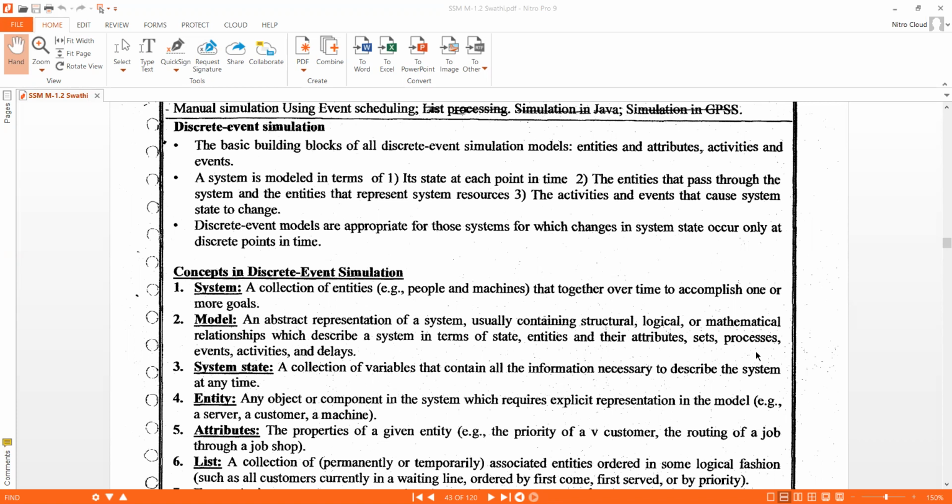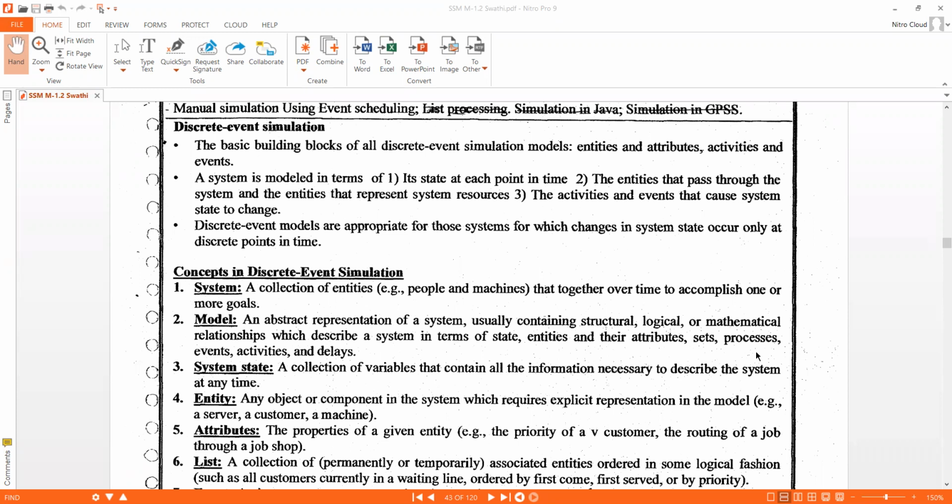Discrete event simulation. The basic building blocks of all discrete event simulation models are entities, attributes, activities, and events. In today's class we'll be discussing what is system, what is model, what is system state, what is entity, what is attribute, what is list. We'll be discussing all the basic building blocks of all discrete event simulation models in today's session.